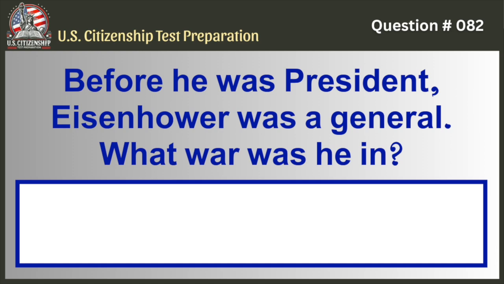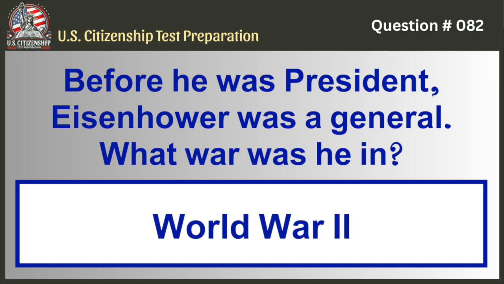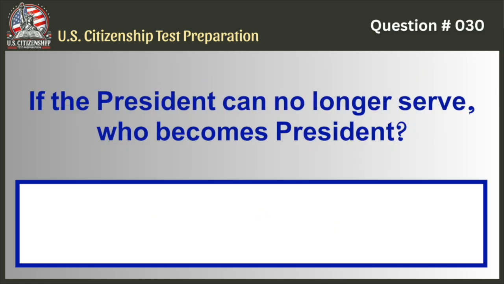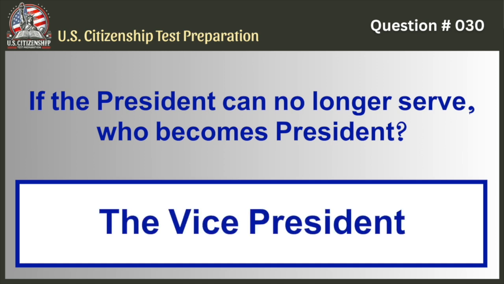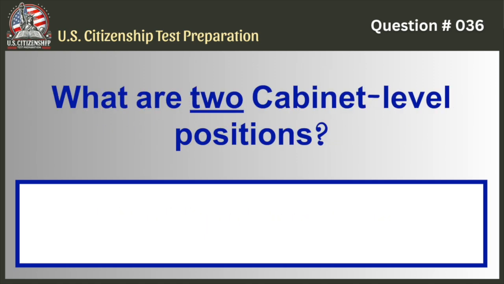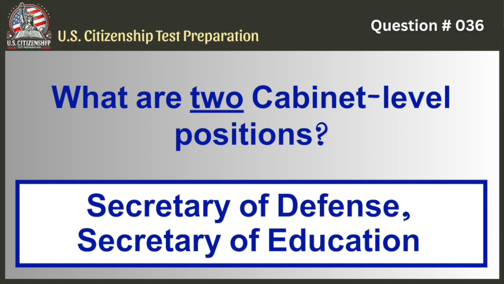Before he was president, Eisenhower was a general. What war was he in? World War II. If the president can no longer serve, who becomes president? The vice president. What are two cabinet-level positions? Secretary of Defense. Secretary of Education.